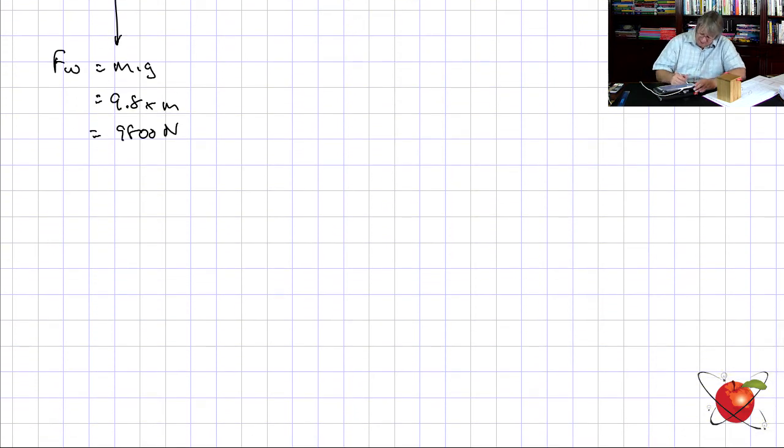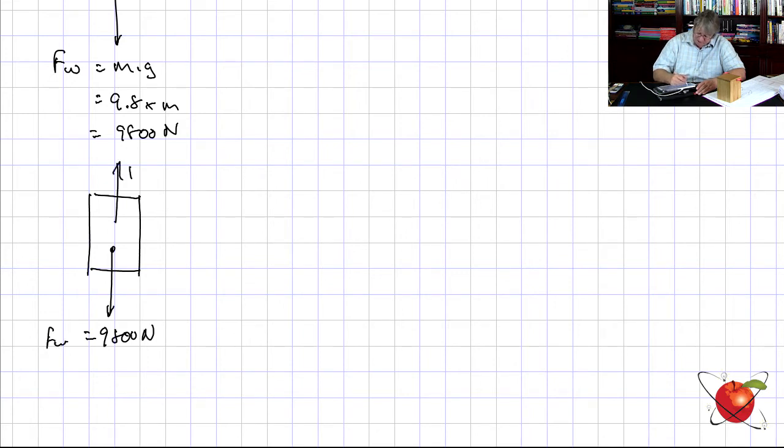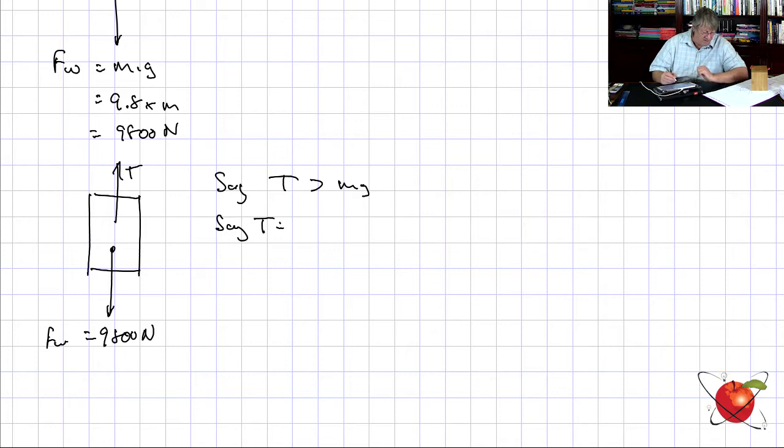Let's now consider the case, same lift, guys, the same lift. Here's my 9,800 newtons. This is FW. Now, there's my T. Say T is greater than mg. Say T equals, what did I say in my calcs over here? I think I said 10,000. Yeah, I did. 10,000 newtons, aka 10 kilonewtons. Please remember, very often it's given as kilonewtons.